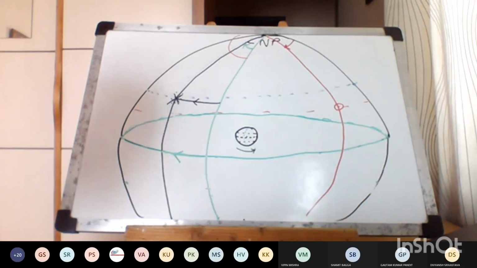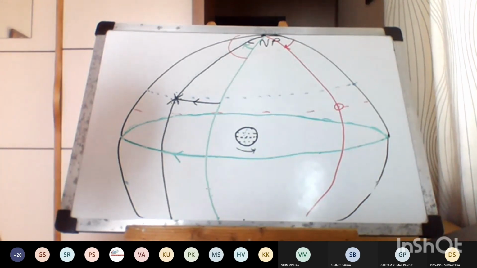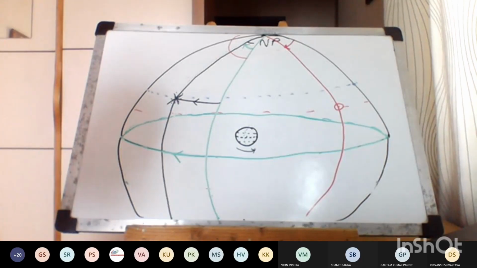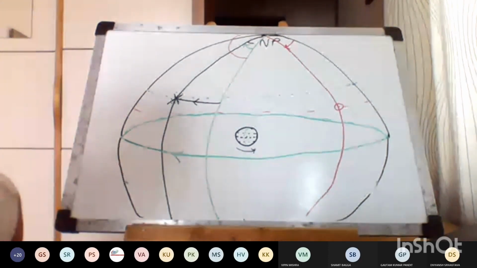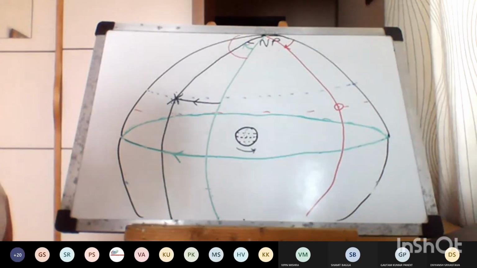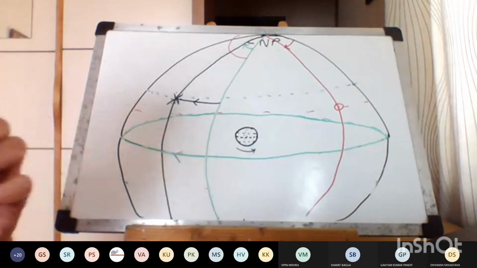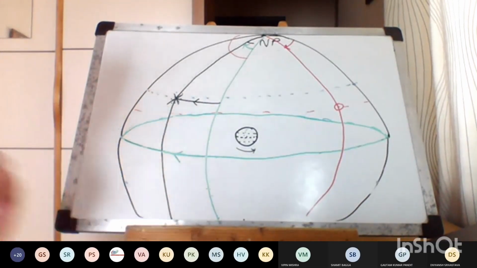So where is the GHA of the body given? Sun, moon, planet, stars is given in the almanac. Yes or no? Yes, sir. So from the almanac we get two things very easily. We get the declination of the body and we get the GHA. So now you understand why we get those two from the almanac, because those two are relating us to the earth. How?